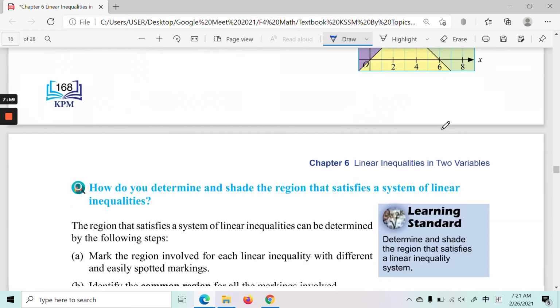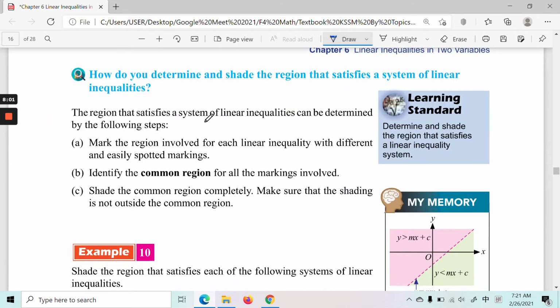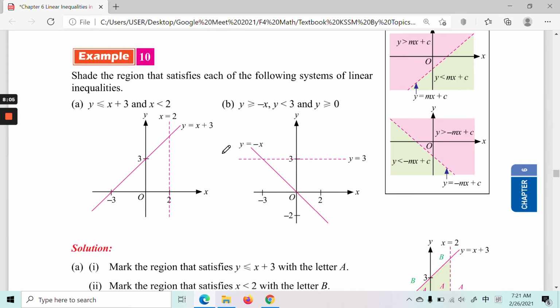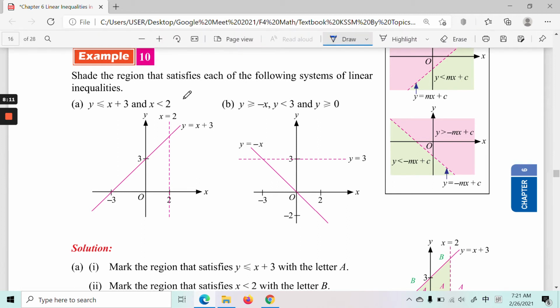Okay, and then this part is the second method. It will be easier. So this one, my method is like this. I straight away enter the example. Example 10. Shade the region that satisfies each of the following systems of linear inequalities. So it will be difficult if you build a table like just now. Longer time. So I teach you one shorter method.